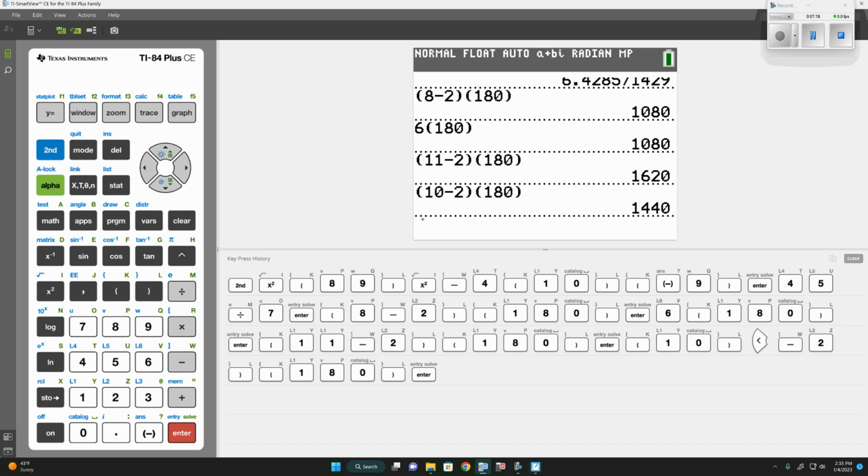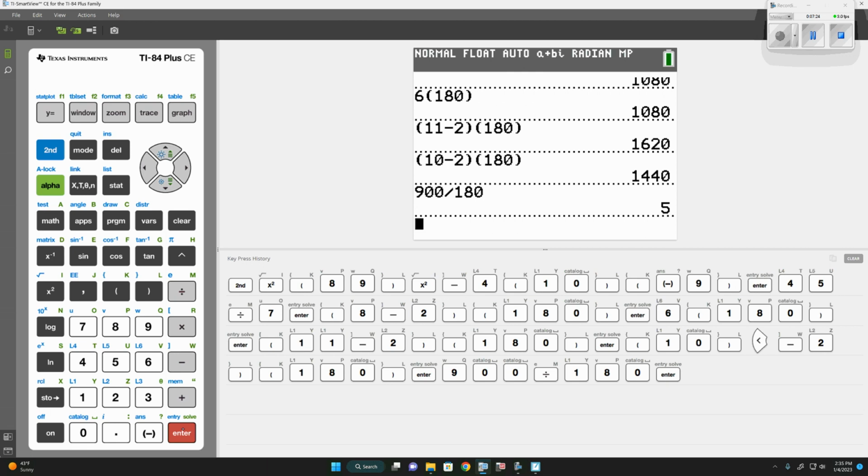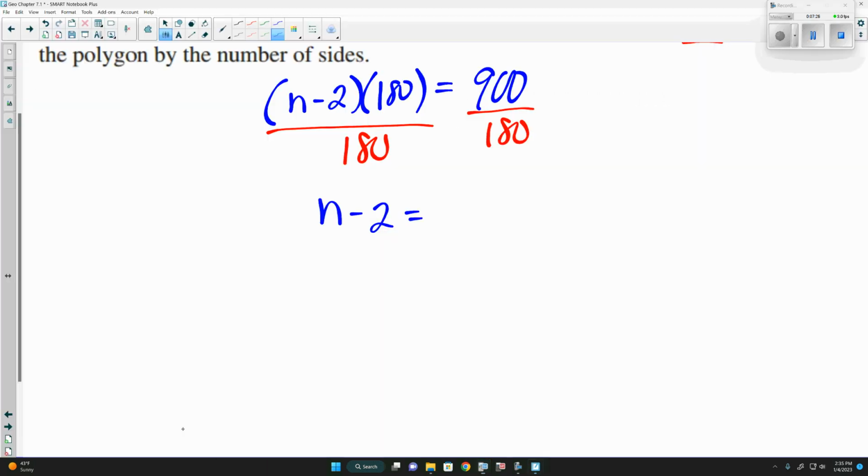we can grab a calculator and say 900 divided by 180 is 5. So the first thing we'll do is divide by 180. What do we need to do next?